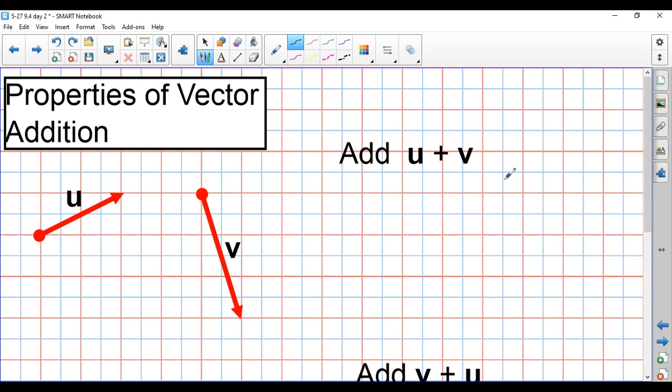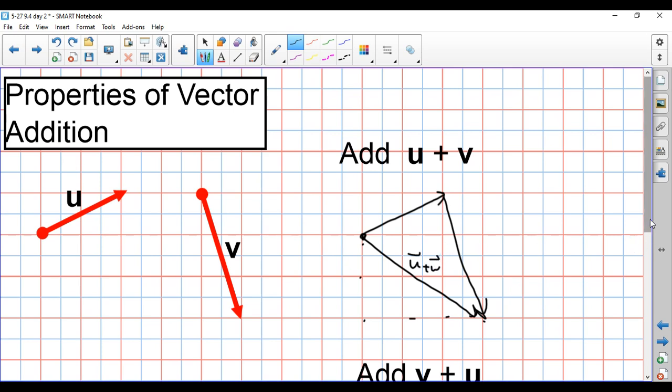Just real quick, a couple properties of vector addition. Here I have vector u and vector v. If I add u plus v, I'm going to leave u here. U goes, I'm going to use the red lines, up 1 and over 2, there's u, and then v goes down 3 and right 1. When I add those, my resultant u plus v is a vector that goes down 2 and right 3.